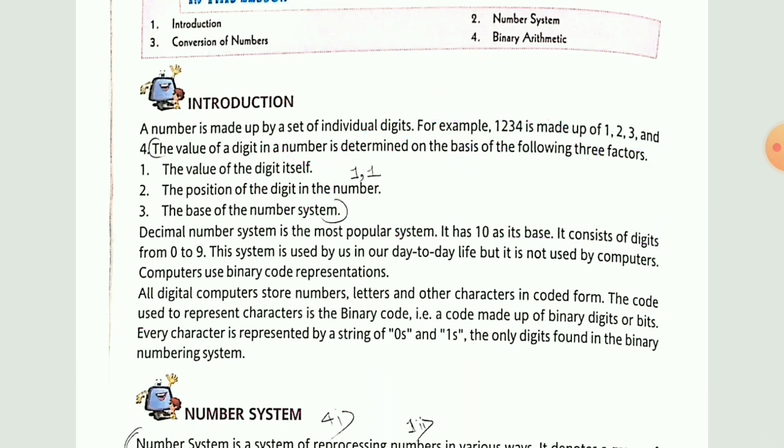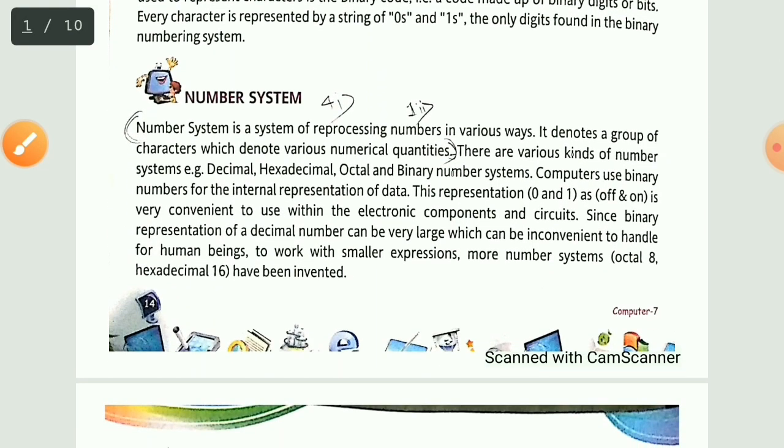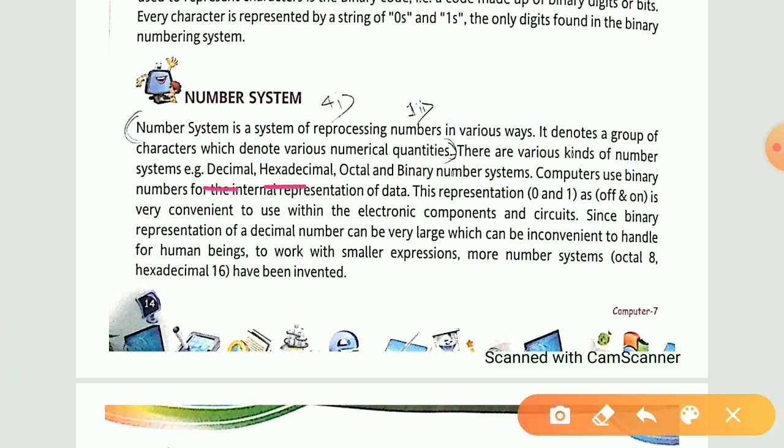Okay, now see further, the number system. A number system is a system of representing numbers in various ways. It denotes a group of characters which denote various numerical quantities. There are various kinds of number systems. Basically we have four types: decimal, hexadecimal, octal and binary. Regarding the decimal number, we know that the base is 10. Regarding binary numbers, we can use only two digits, or only two bits, so the base is 2.